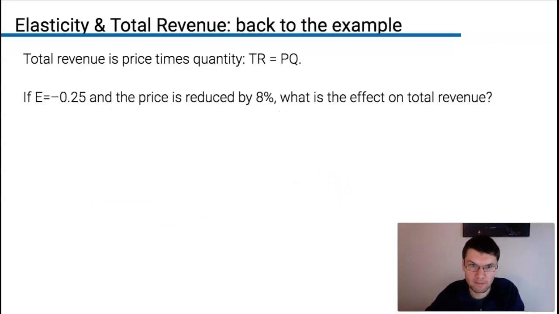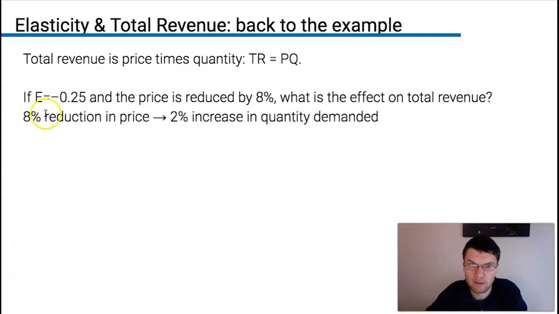So let's go back to our example. Remember, elasticity is negative 0.25, that's inelastic demand. Price is reduced by 8%. We want to estimate the change in total revenue. Here's how we're going to proceed. First of all, we already know that an 8% reduction in price means a 2% increase in quantity demanded.